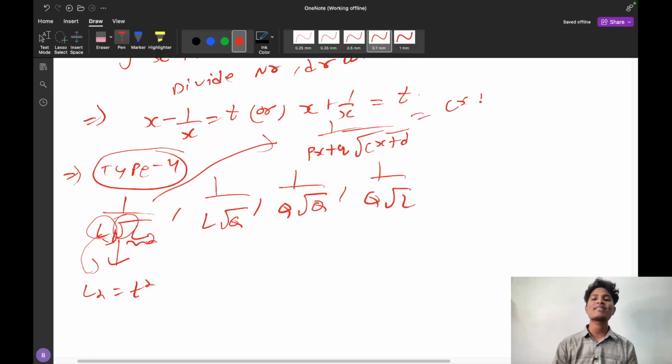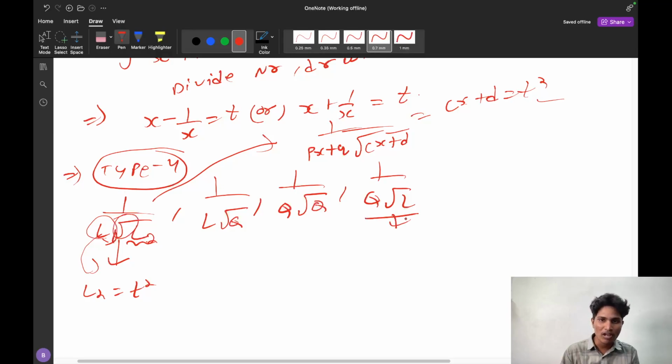We have to take cx plus d is equal to t square and find the answer. And this is the first format. And what if it is 1 by quadratic root linear? For this format, we have to take again this linear as t square in order to eliminate the root. And again, the third format is linear root quadratic.